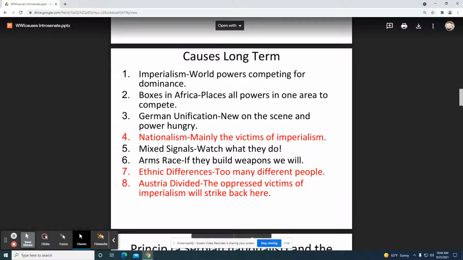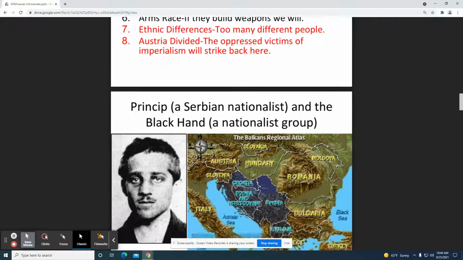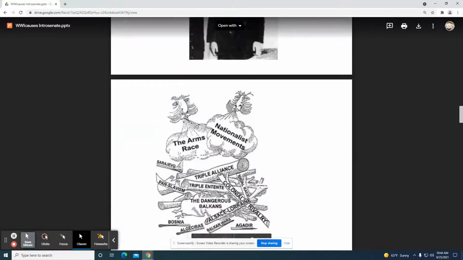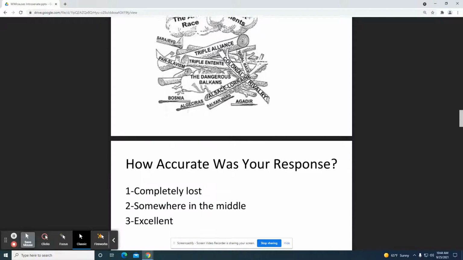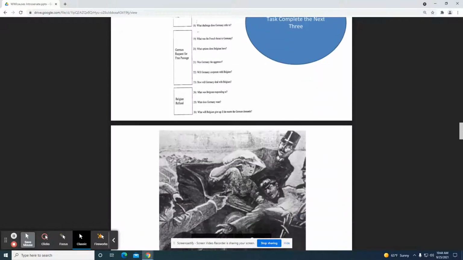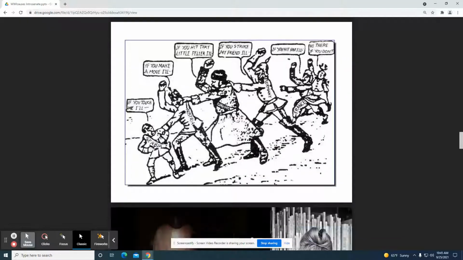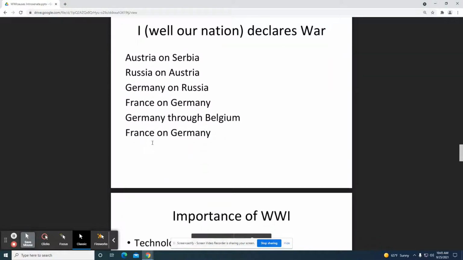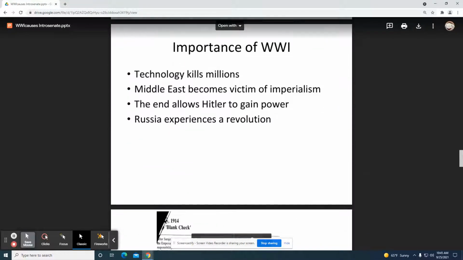Notice some of these are in red because some of these documents address them. So we've already talked about the imperialism, Prince Sepp and his actions. We've looked at this political cartoon. Let's move on. Some more assassination photographs. We've already addressed these political cartoons, the declaration of wars, how they play out.